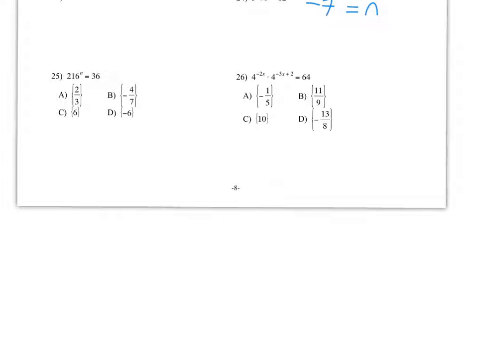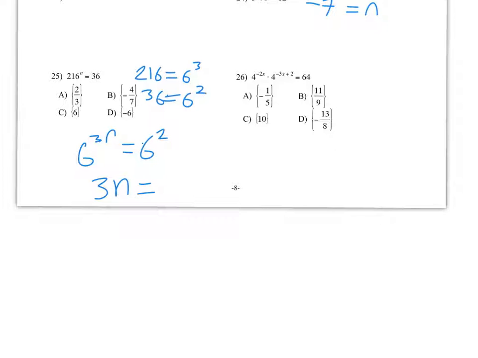For number 25, I've got to write both of these in terms of the same base. 216 is 6 to the third power, and 36 is 6 to the second power. So that's going to be 6 to the third times n, which is 3n, is equal to 6 to the 2. 3n is equal to 2. That means that n equals 2 over 3.